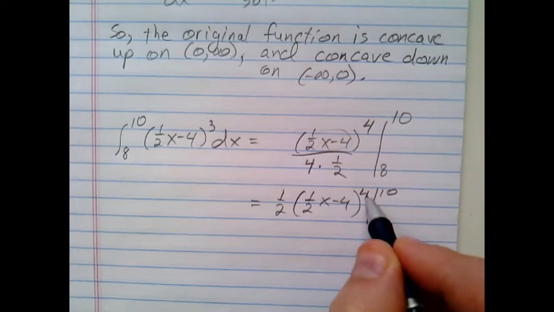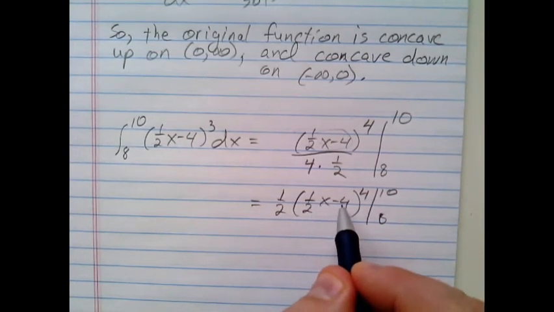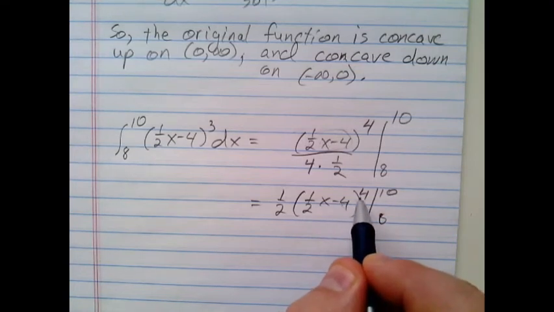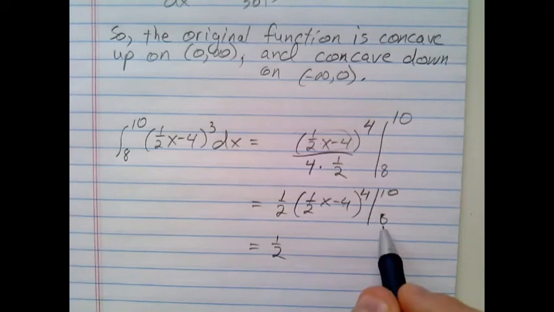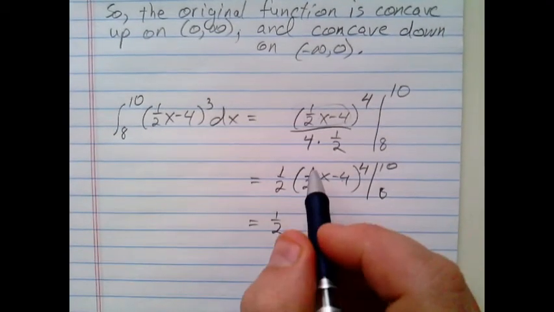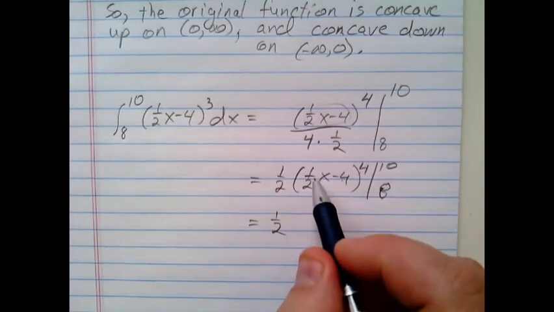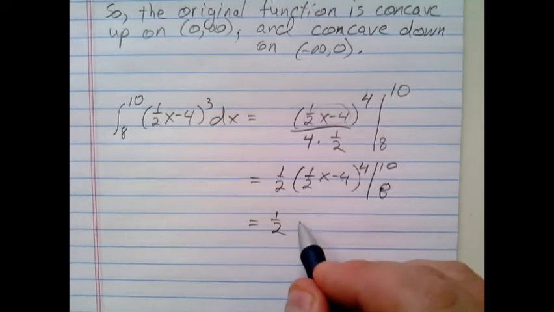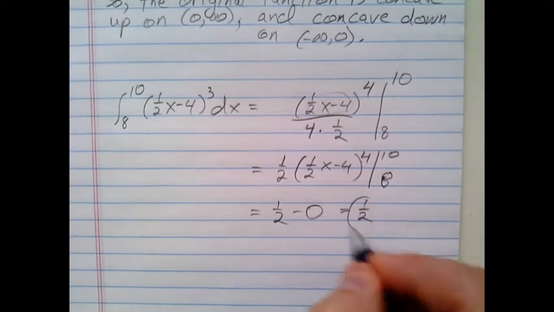When I stick 10 in there, 10 over 2 is 5, 5 minus 4 is 1, 1 to the 4 is 1, times 1/2 is 1/2. Now when I stick 8 in there, oh boy, I picked good numbers for this. 8 over 2 is 4, minus 4 is 0. So minus 0. The answer is 1/2.